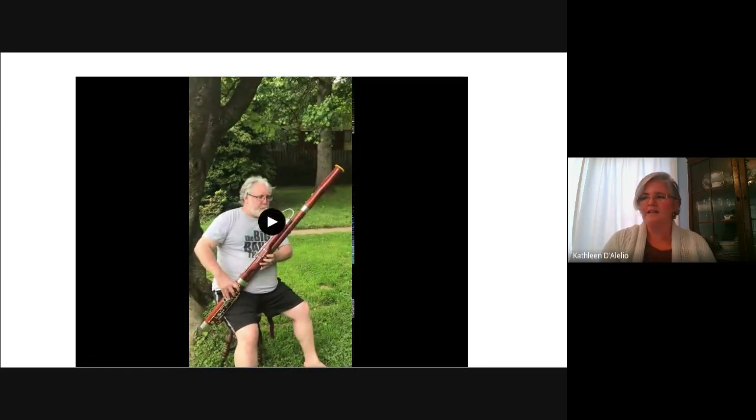Okay, so that is a bassoon. It is a woodwind instrument. And keep an eye out for that and figure out which character it represents in our story, Peter and the Wolf.